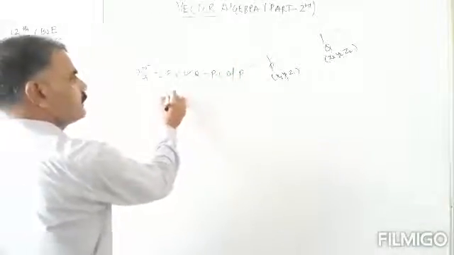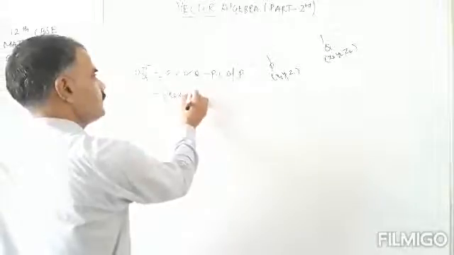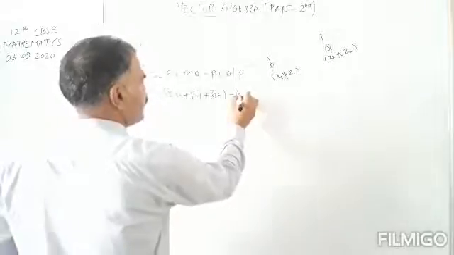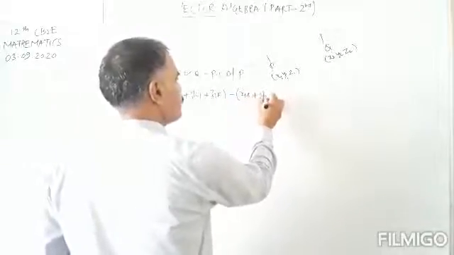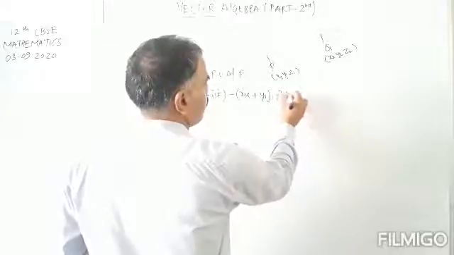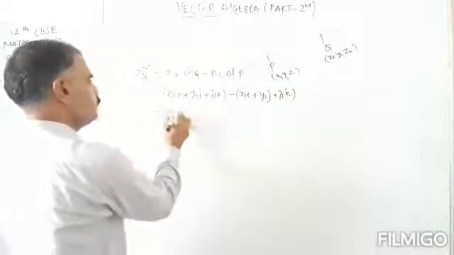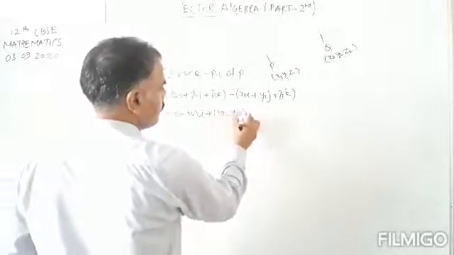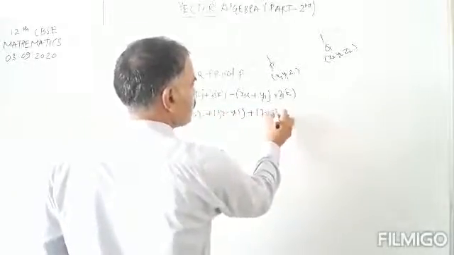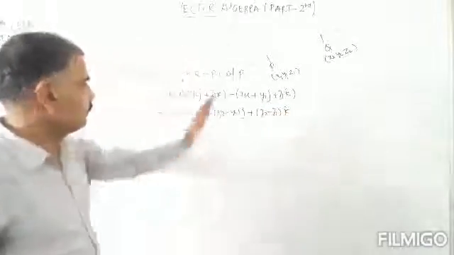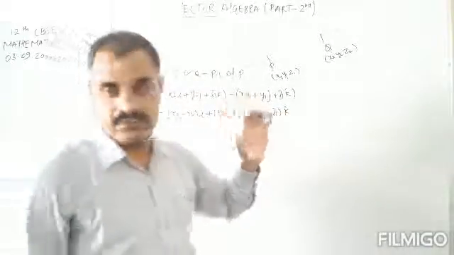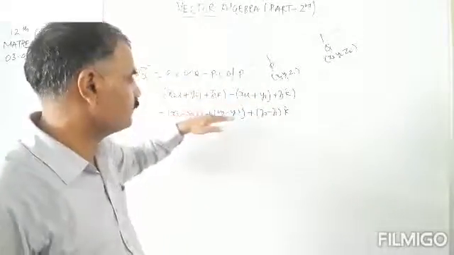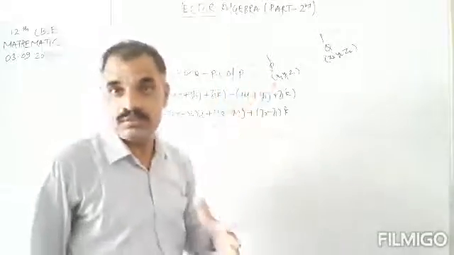Okay, that is x2 i cap plus y2 j cap plus z2 k cap minus x1 i cap plus y1 j cap plus z1 k cap, and this is equal to x2 minus x1 i cap plus y2 minus y1 j cap plus z2 minus z1 k cap. Okay, so PQ vector is equal to this. Now the scalar components of this vector are x2 minus x1, y2 minus y1, z2 minus z1.